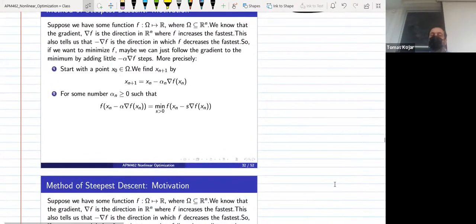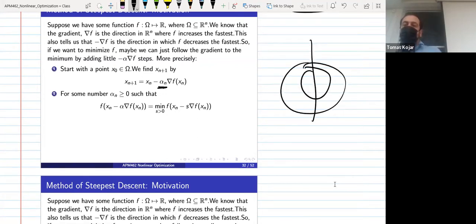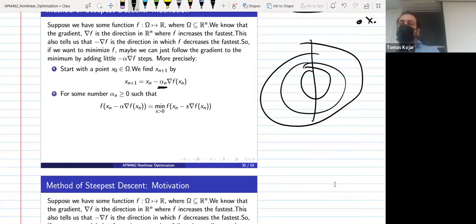So you can even play around with the step you make, because you can imagine, here's your contour plot. If you start from x0 far away, let me take alpha to be 100. So I jump right in here, but then I have to be careful so that I don't overshoot.